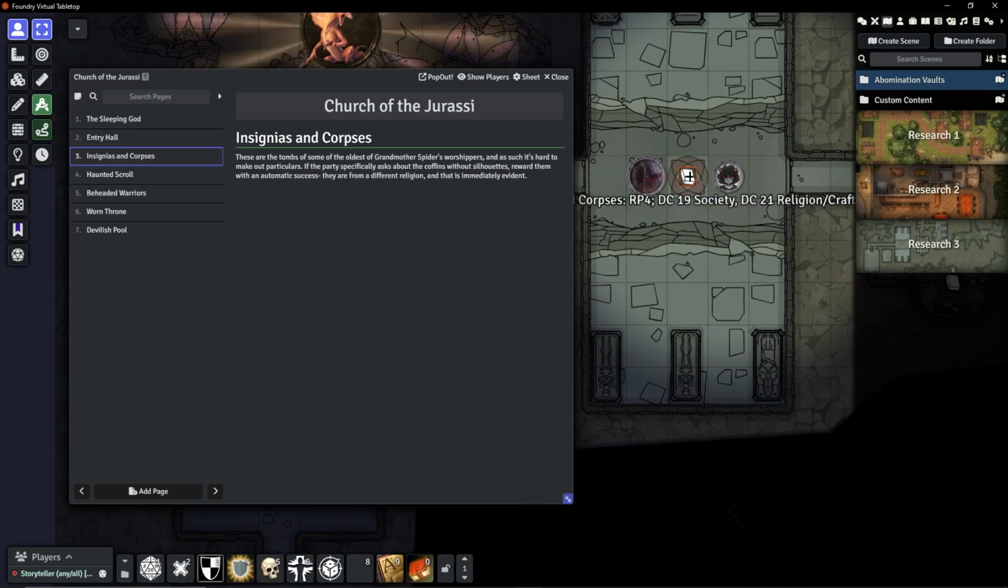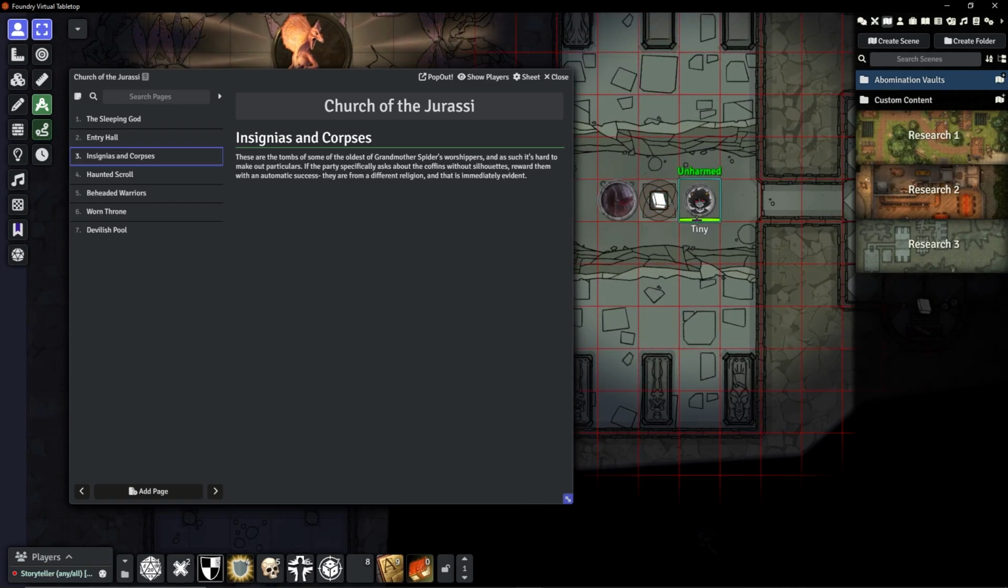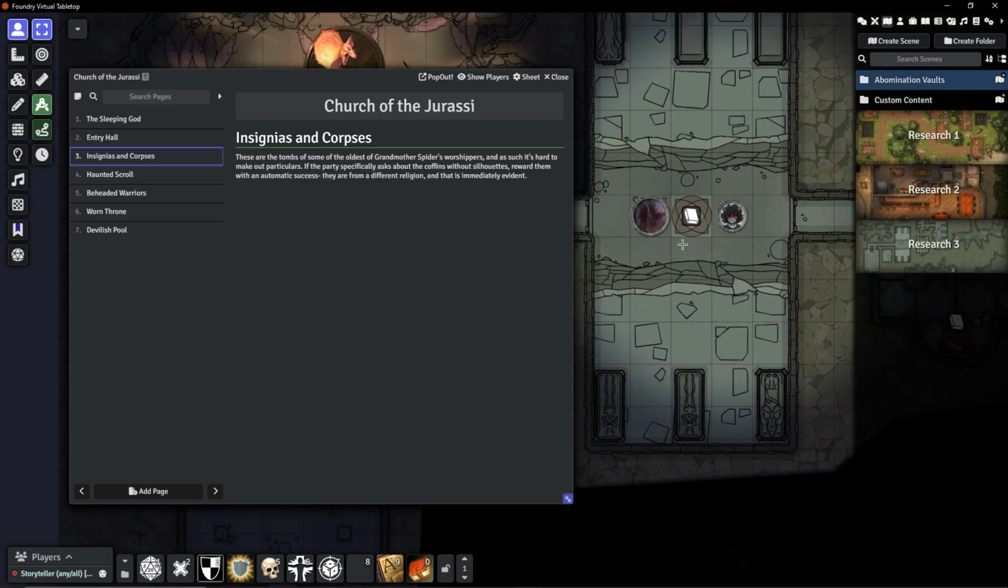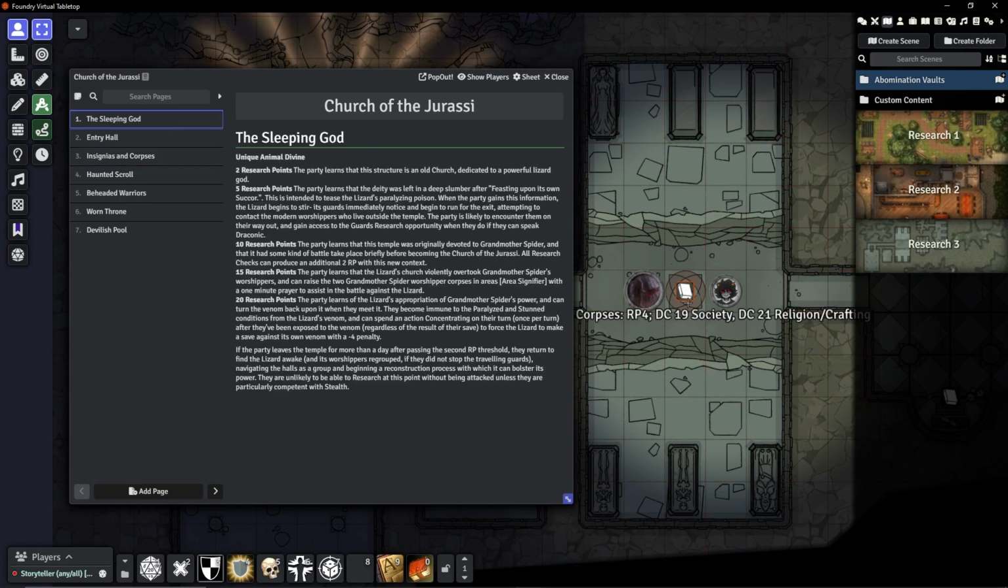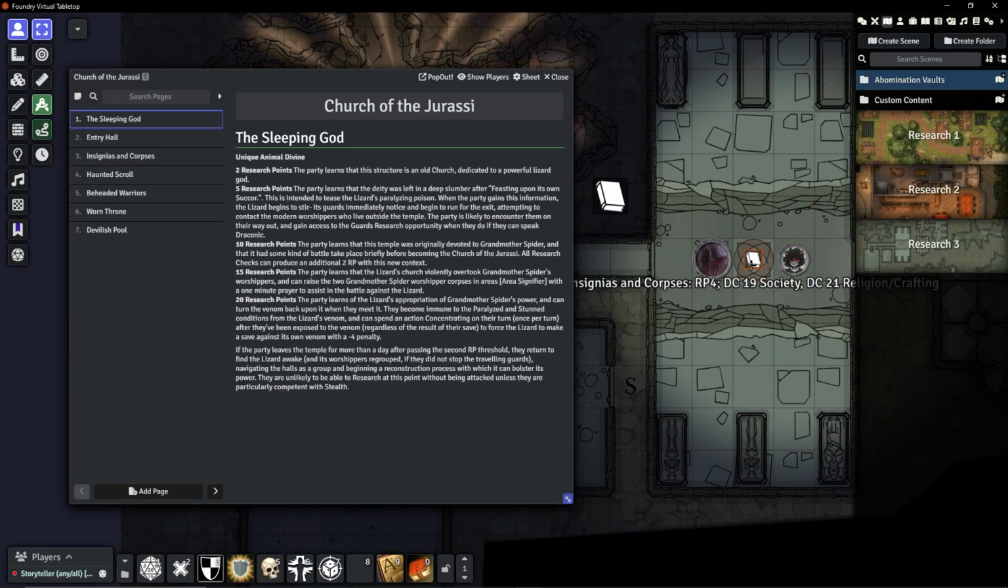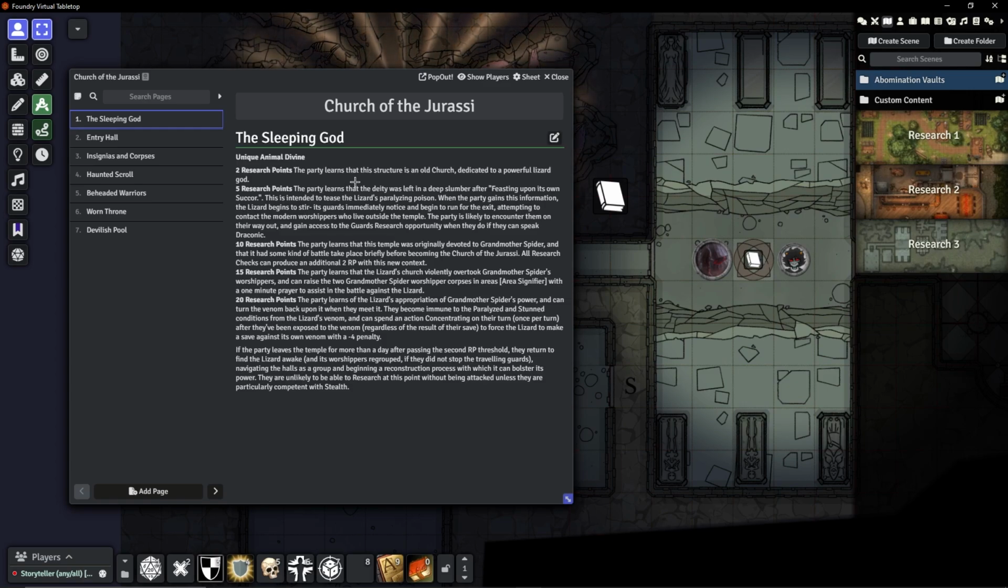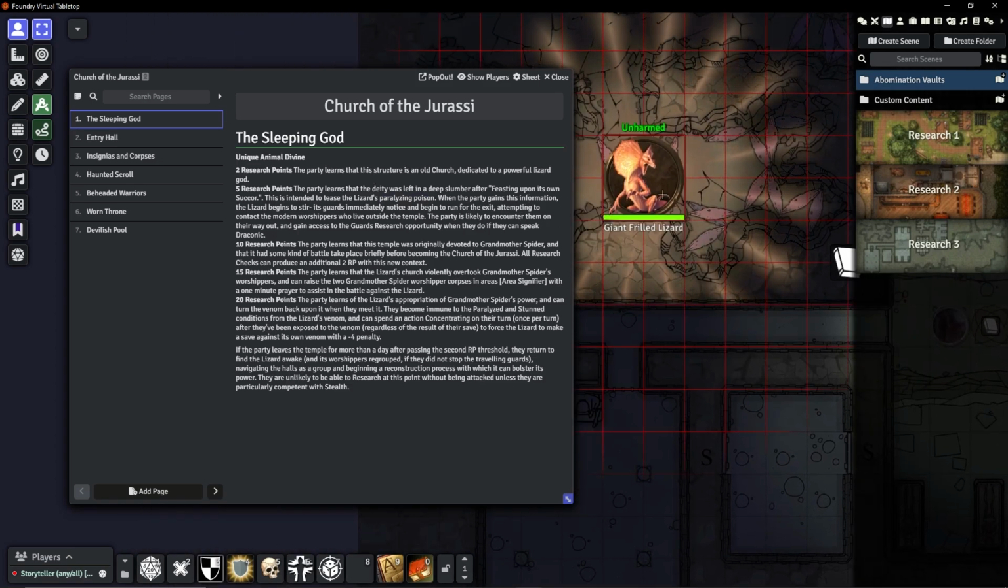The party's going to spend some time in here, and between the religious abilities of Tiny and the general knowledge of Arik as an investigator, they are going to discover all of this, that these are worshippers of Grandmother Spider, and that these are of a different religion. They're also going to reach the threshold with 6 research points here, learning that the deity, the powerful lizard referenced in the entry hall, was left in a deep slumber after feasting upon its own succor. This is intended to tease the lizard's paralyzing poison. When the party gains this information, the lizard over here begins to stir from its sleep.